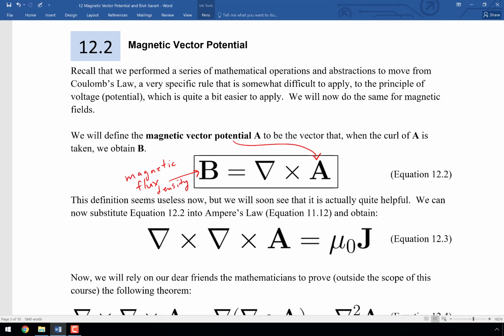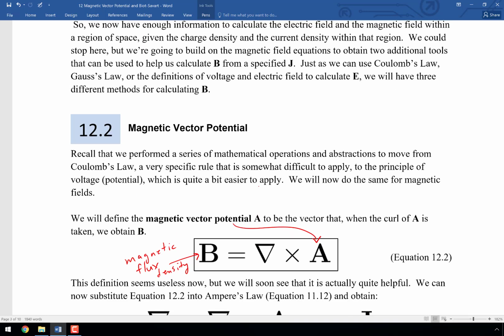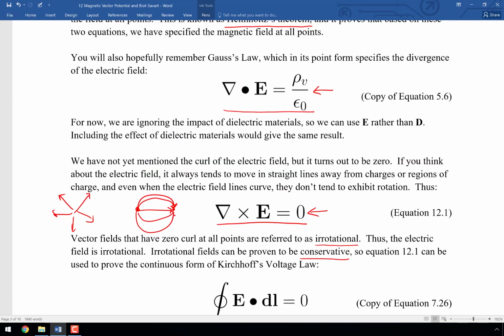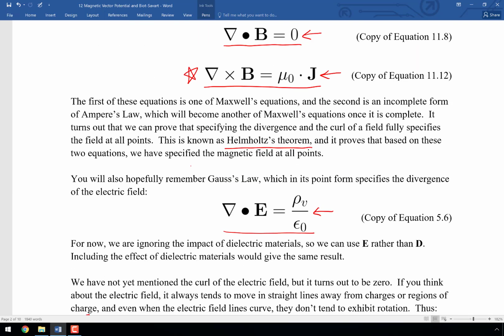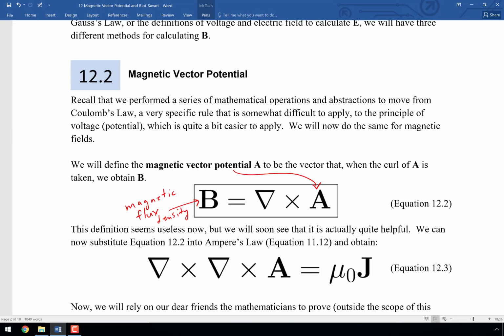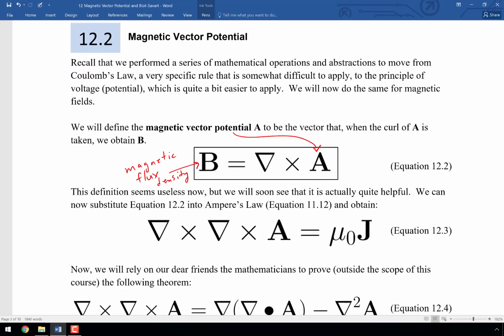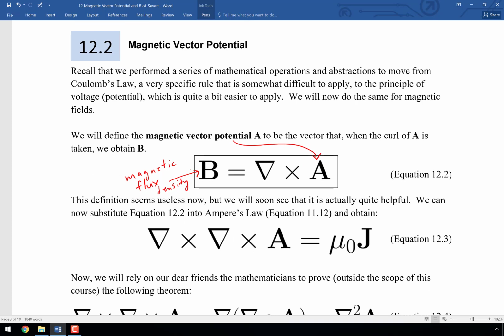Well, let's just take a minute and substitute equation 12.2 back into Ampere's law. Just let me remind you up here. Ampere's law says that the curl of B is equal to mu sub 0 times J. Well, if we have the curl of B equals mu sub 0 times J, and we know that B is equal to the curl of A, then that's really just saying that the curl of A is equal to mu sub 0 times J. Okay, so far so good.